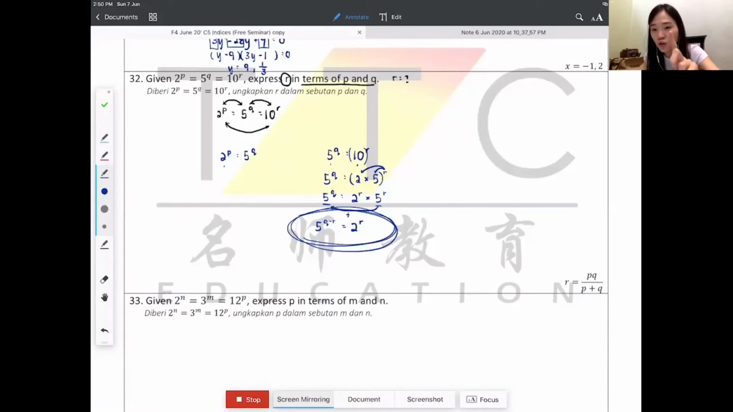Cannot. For those who ask me, don't tell me, teacher, why this one cannot compare? Hello, they're not even the same base. Hello, one is 5, one is 2. Why will you compare them, my dear? So it must be the same base for you to combine, okay?